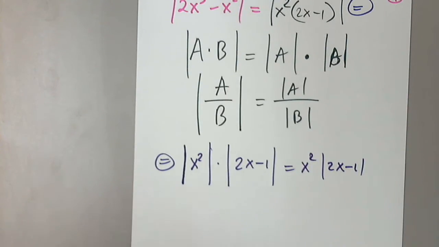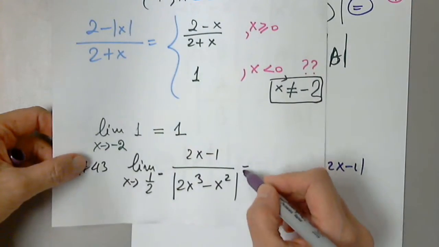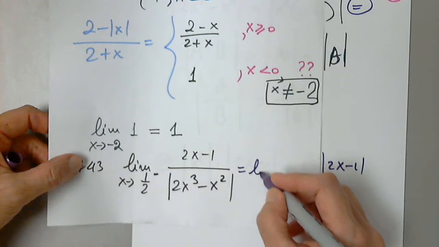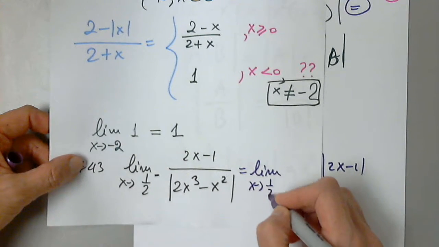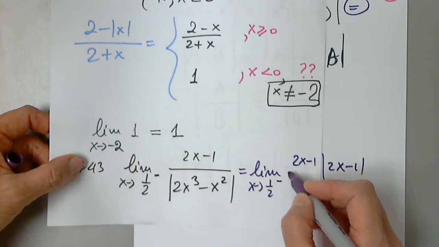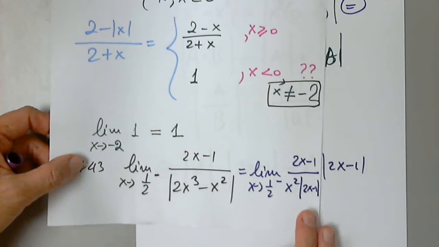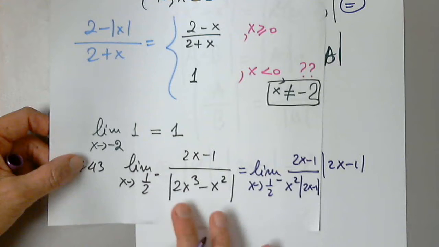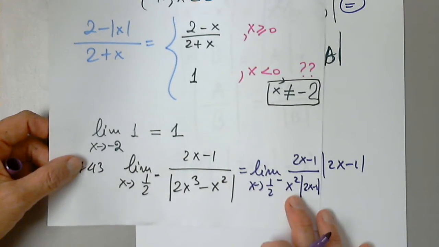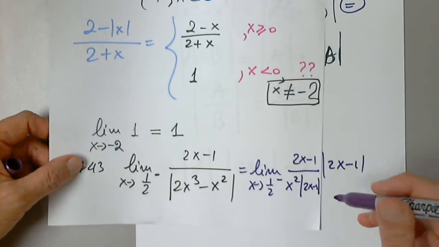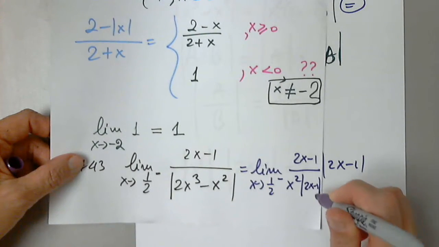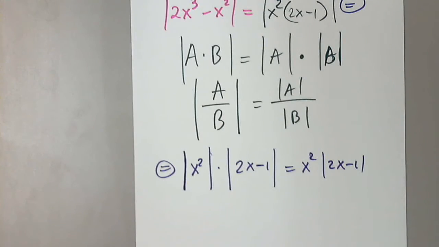So coming back to our limit, I am really facing this. Limit as x approaches 1/2 from the left, of 2x minus 1 over x squared times the absolute value of 2x minus 1. This is my limit now. I simplify the bottom. X squared doesn't need the absolute value. So then, in order to simplify this function first, I'll start with 2x minus 1 in absolute value.